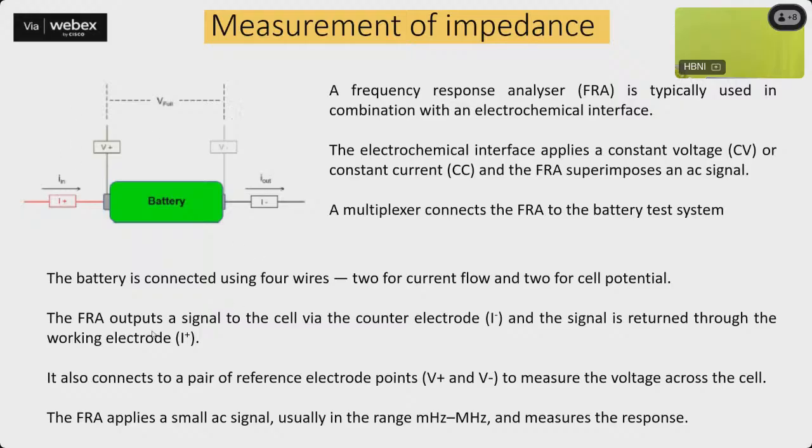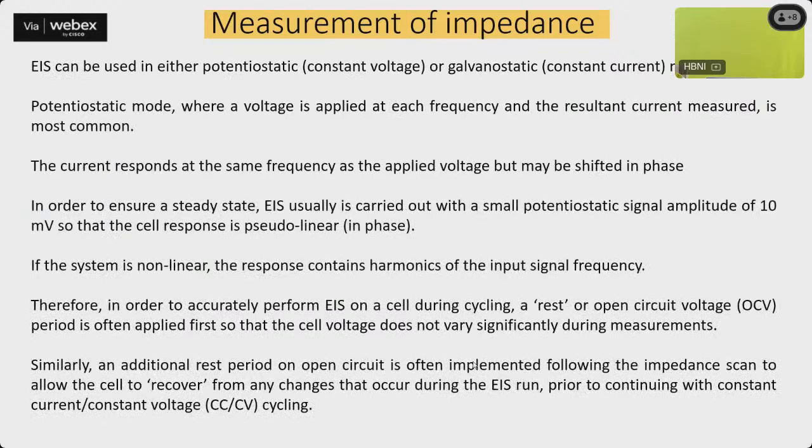The FRA will output a signal to the cell via this counter electrode, the I minus, and the signal is returned through this working electrode, the I plus. It will also connect a pair of reference electrodes, as you can see over here, V plus and V minus, and this will measure the voltage across the cell. So the FRA is going to apply a small AC signal, usually in the range of millihertz to megahertz, and it will measure the response of this particular battery to it.